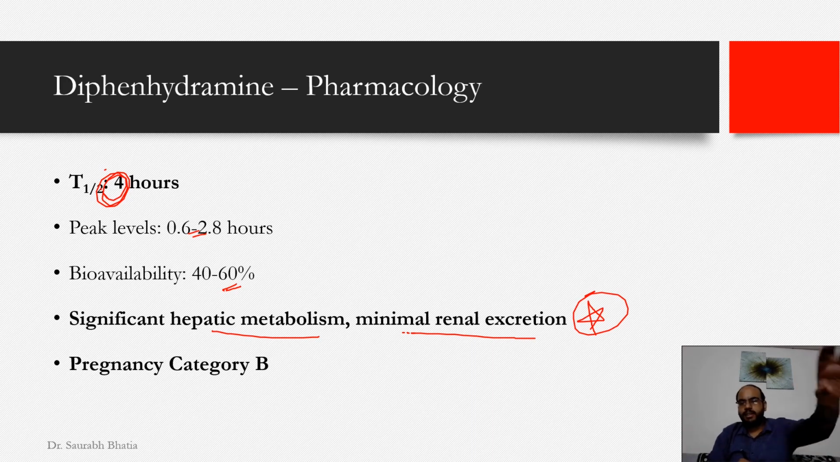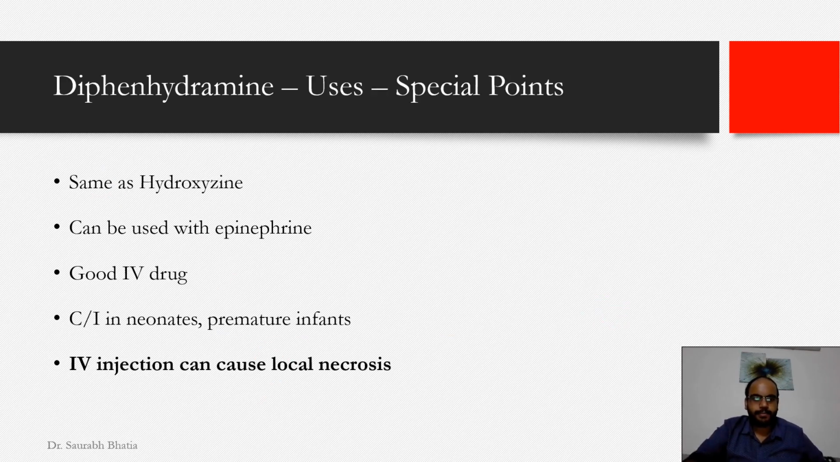Remember, in hydroxyzine, we had a good amount of renal excretion, so in geriatric population, we have to look at the kidneys before giving antihistamine. Okay, but diphenhydramine has minimal renal excretion but significant hepatic metabolism. So if a person has damaged kidneys but the liver is okay, you may consider diphenhydramine. Additionally, it is pregnancy category B, so that also helps. The uses are same as hydroxyzine.